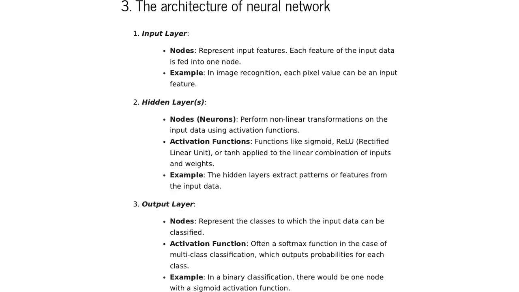Next are the hidden layers, which are the computational core of the network. These layers contain neurons that perform mathematical transformations on the data they receive from the previous layer. They use special functions called activation functions to introduce nonlinearity, which is what allows the network to learn and represent complex patterns. Finally, we have the output layer. This layer produces the final result. For a classification task, the nodes in the output layer typically represent the different classes we are trying to predict, giving us the model's final answer.